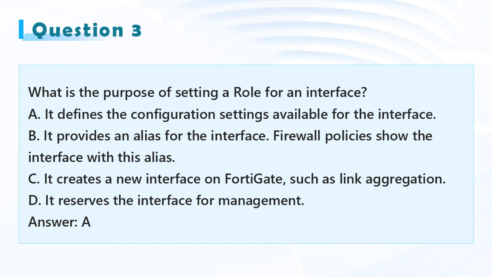Question 3. What is the purpose of setting a role for an interface? A. It defines the configuration settings available for the interface. B. It provides an alias for the interface. Firewall policies show the interface with this alias. C. It creates a new interface on FortiGate, such as link aggregation. D. It reserves the interface for management. Answer: A.